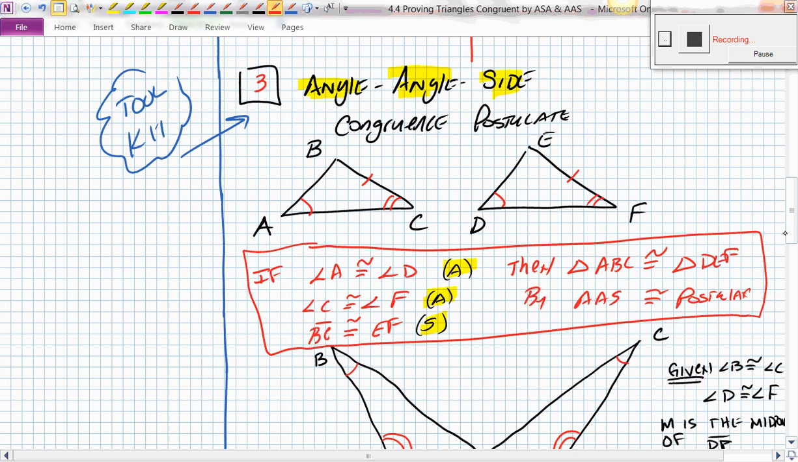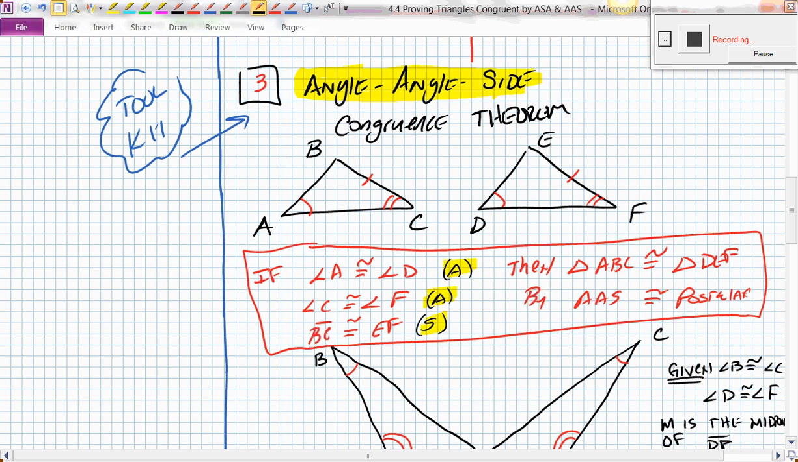Then we talked about the next congruence postulate, which is called angle, angle, side. So this is the last congruence postulate that we're going to talk about. Actually, this one's called a theorem. I should erase that. Congruence theorem. Theorem means it can be proven, so you can actually prove this one. So the angle, angle, side congruence theorem.